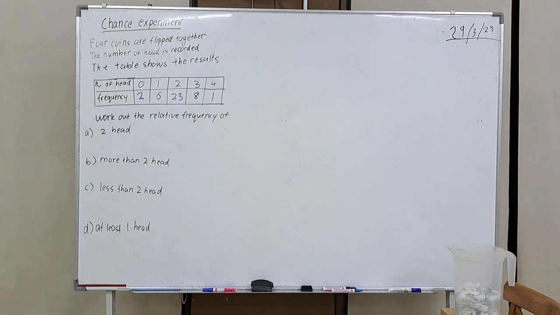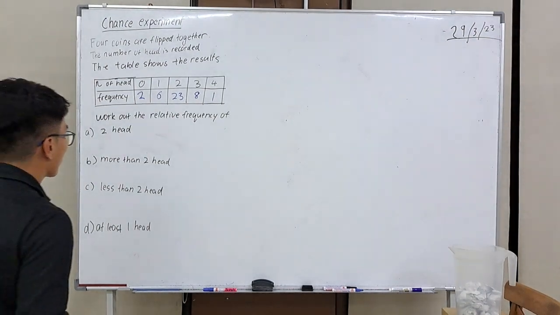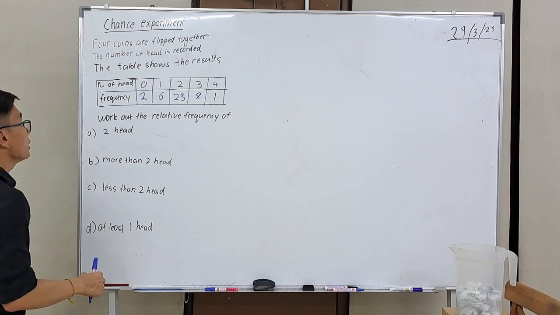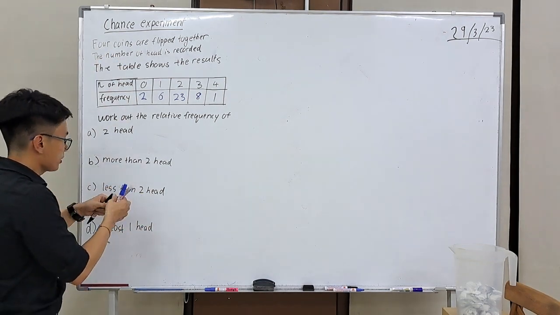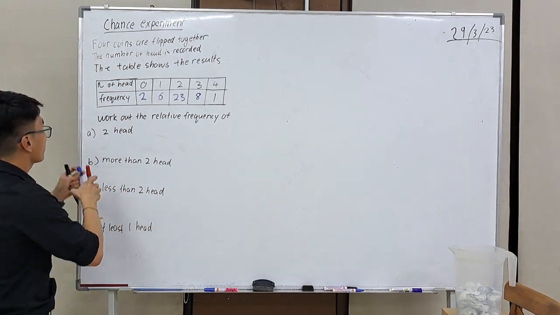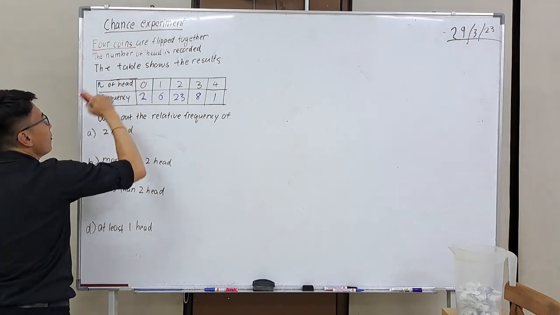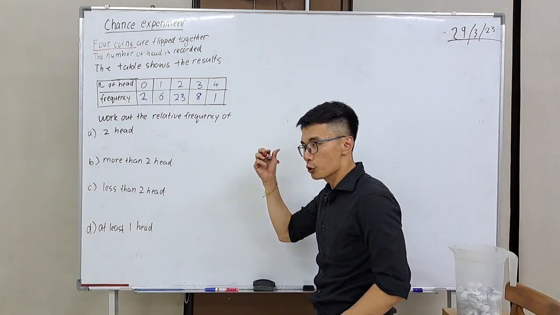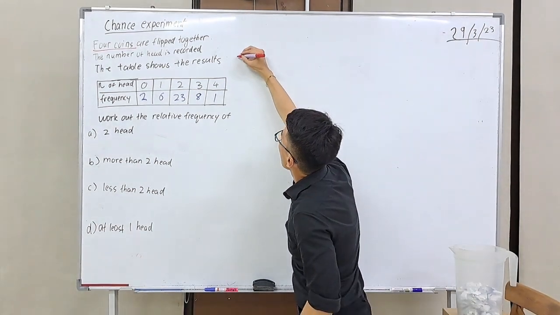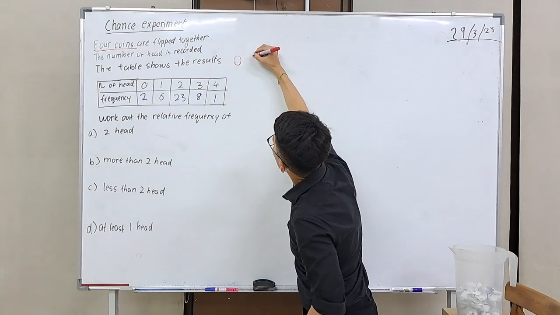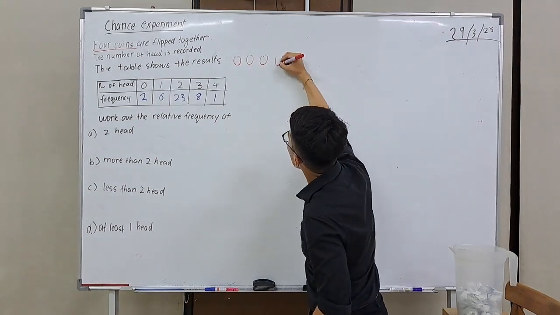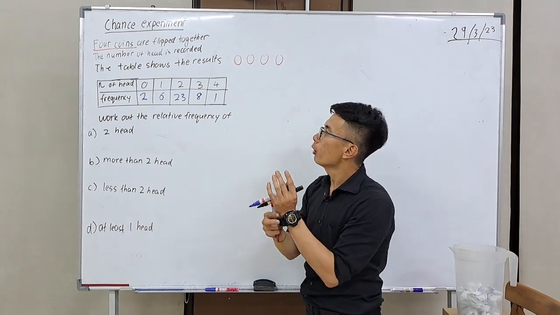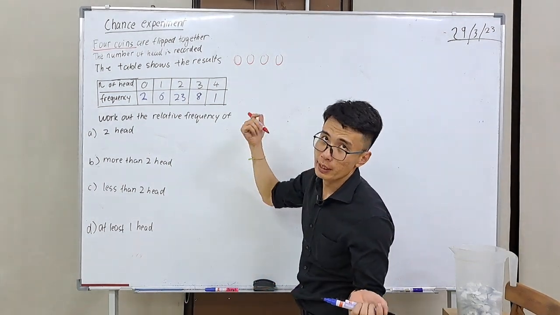Now, let's take a look at this type of question about a chance experiment. Over here, I have four coins that I flip together, and the number of heads is recorded. For those of you who can't visualize this, I have four coins, 1, 2, 3, and 4. All four coins are flipped together, and when they drop, I see how many heads they have.